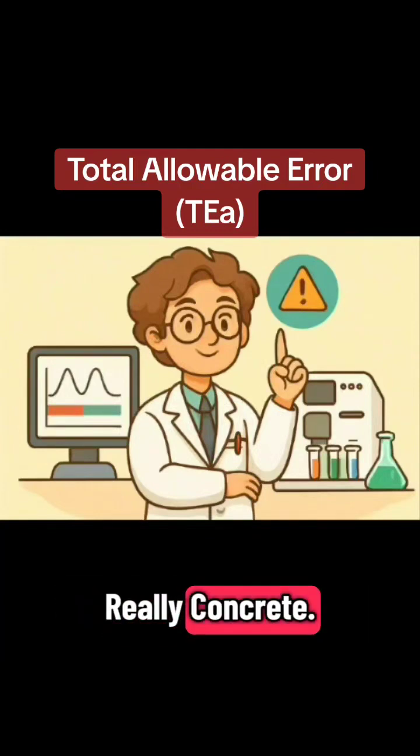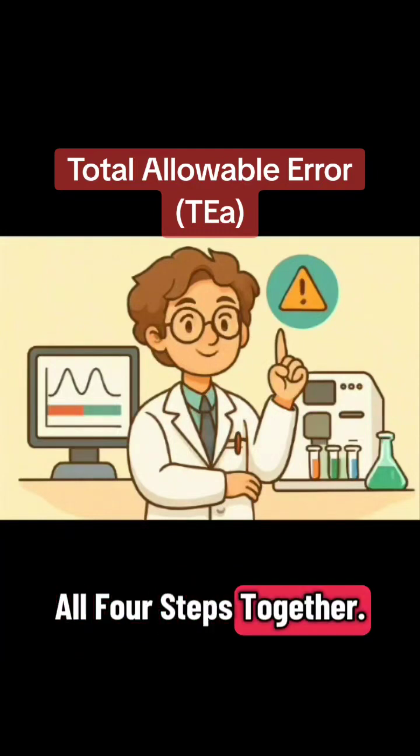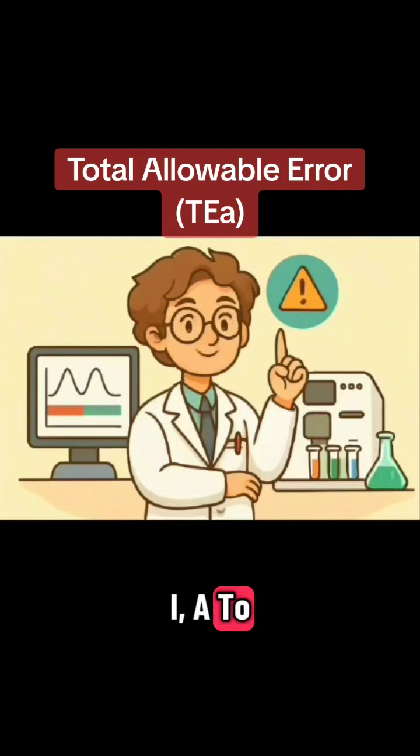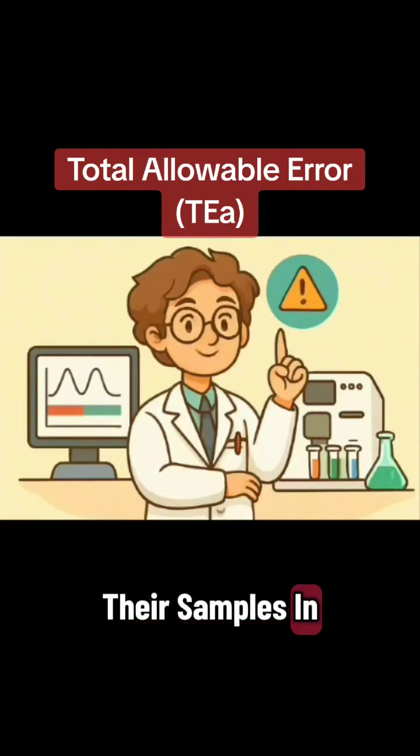Let's make this really concrete. The sources gave a great example of evaluating a new glucose reagent. This should bring all 4 steps together. Okay, so let's say the lab used CLIA to set its T. For glucose, that's 10%. Right, that's our goalpost from step 1. And after running their samples in step 2, they found a bias of 3% and an SD of 2%.